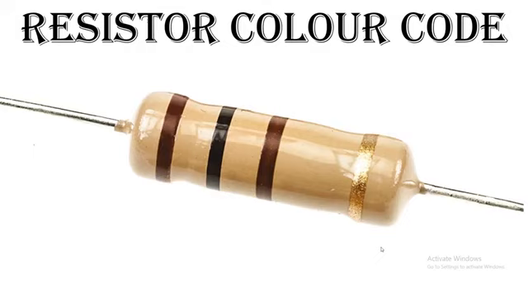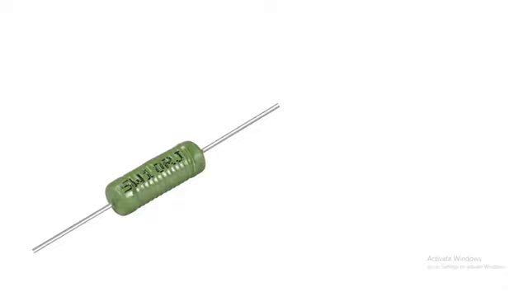There are different ways to find the value of the resistor. The first way is the color code of the resistor. With the help of the color codes we are able to find the value of the resistor. Different color codes indicate different values. And in some cases the value of the resistor is written on it. That resistor is called a wire wound resistor.